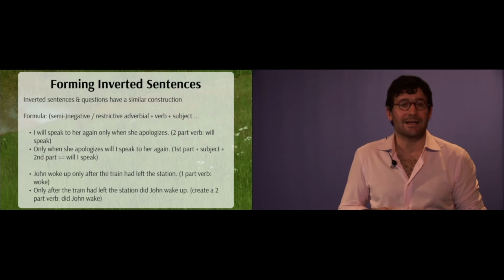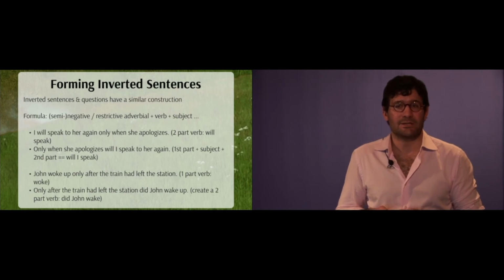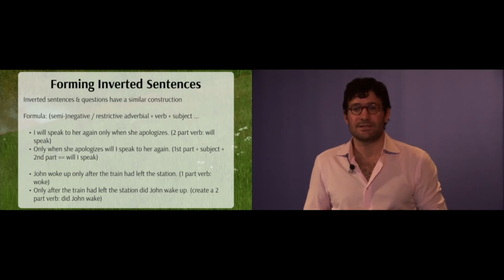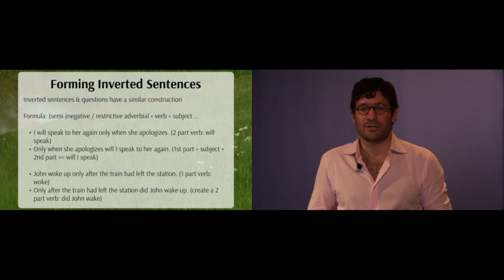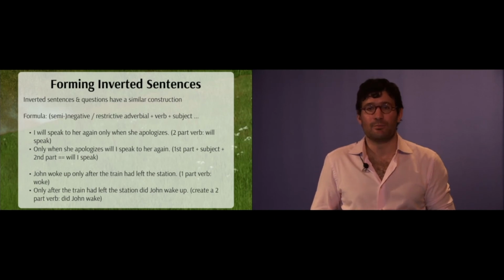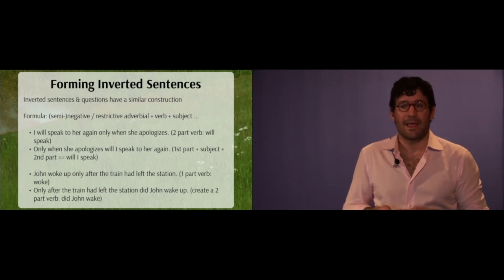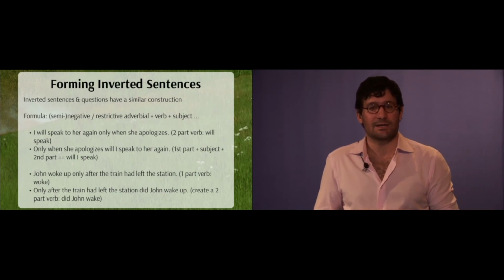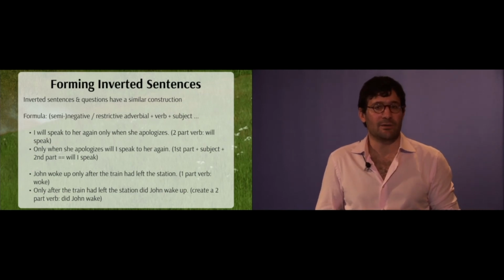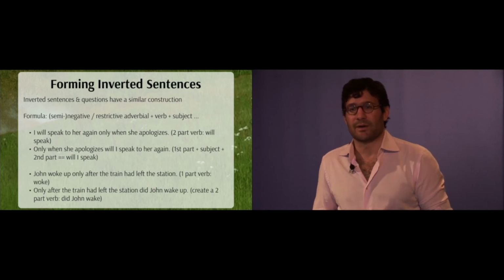So the normal SVO pattern, I will speak to her again only when she apologizes. So in both of those clauses, we have SVO. However, when we front with the only when she apologizes, we take that two-part verb, will speak, and the pattern is first part of verb, will, plus the subject, plus the second part. Only when she apologizes will I speak to her again.